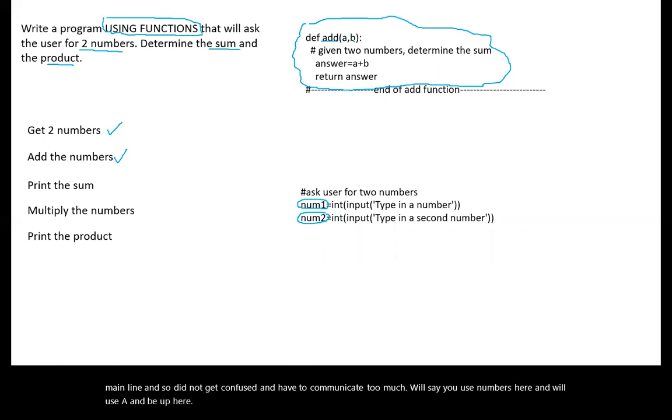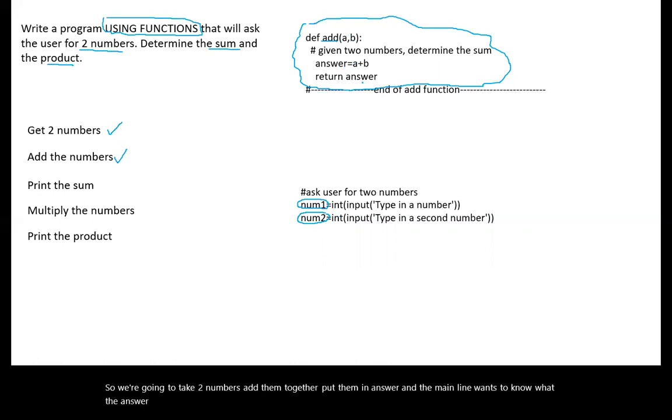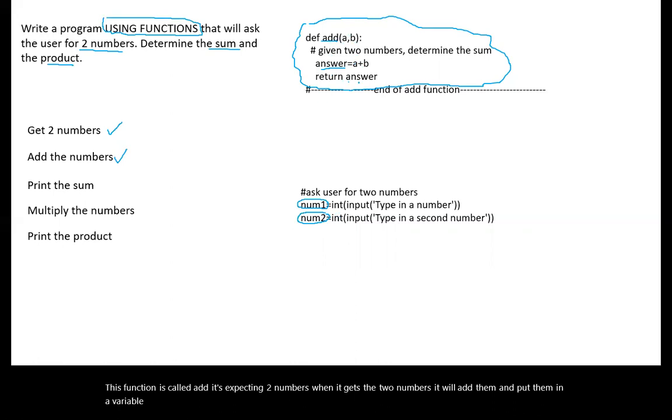So we're going to take two numbers, add them together, put them in answer, and the main line wants to know what the answer is, so we return it. So one more time, DEF defines a function. This function is called add. It's expecting two numbers. When it gets the two numbers, it'll add them and put them in a variable called answer, which then gets returned to the main line.